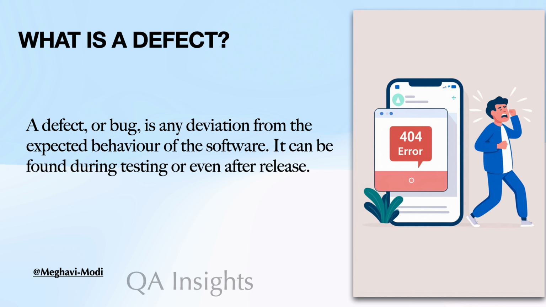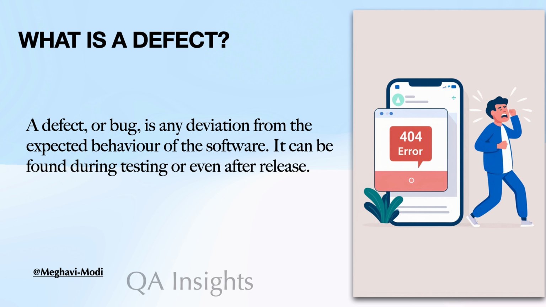What is a defect? A defect or a bug is a variation between how the software is supposed to behave and how it actually behaves. In simple terms, if the application does something it wasn't supposed to or doesn't do something it should, that's a defect. Defects can be found during different stages of development, during unit testing, system testing, UAT testing, or even after the product has been released to the customer.